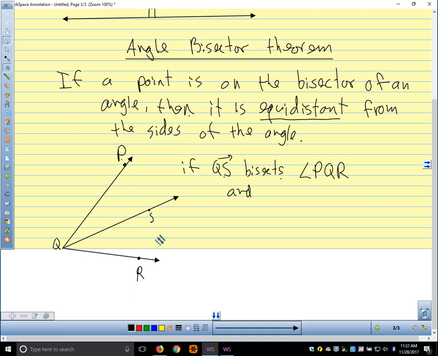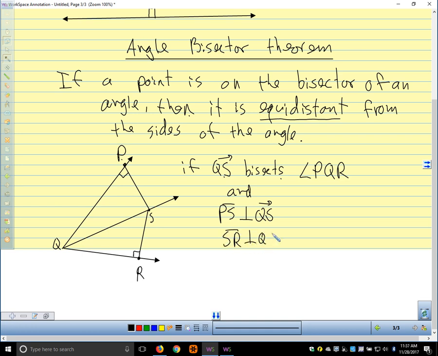And so I'm going to draw the perpendicular distance from S to the sides of the angle. And PS is perpendicular to ray QS, and SR is perpendicular to QS. Then what that tells us is these two segments are congruent. So if we're on the angle bisector, we're the same distance from the sides of the angle.